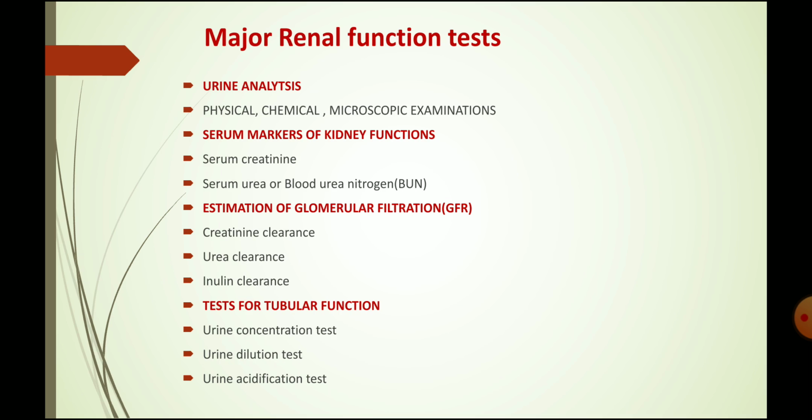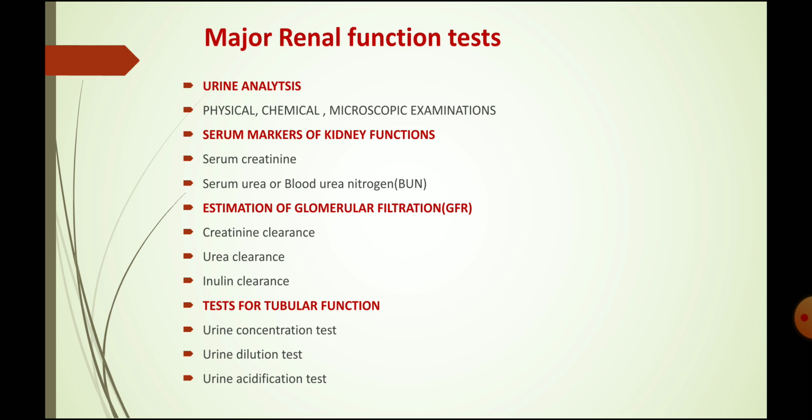To assess the kidney function, there are several tests which are performed, and they are classified into several groups. Major renal function tests are classified like this. First is urine analysis, where physical, chemical, and microscopic examination of urine is done. Second are the serum markers of kidney function, where serum creatinine, serum urea, and blood urea nitrogen are estimated. Then there is the estimation of glomerular filtration rate, that is GFR, done by creatinine clearance, urea clearance, and urine clearances, that is, various types of clearance tests.